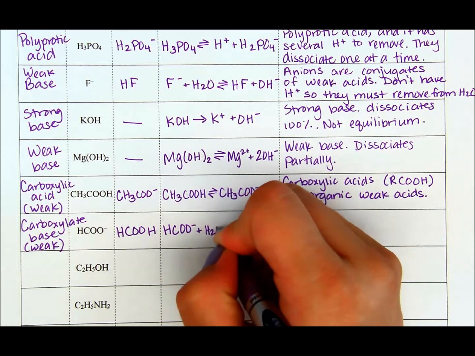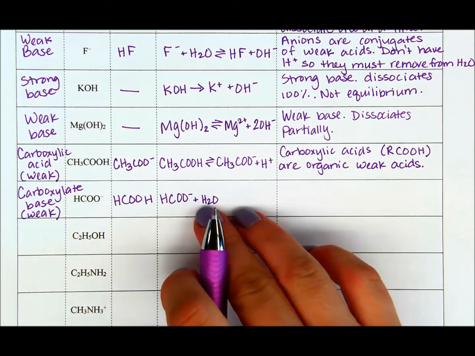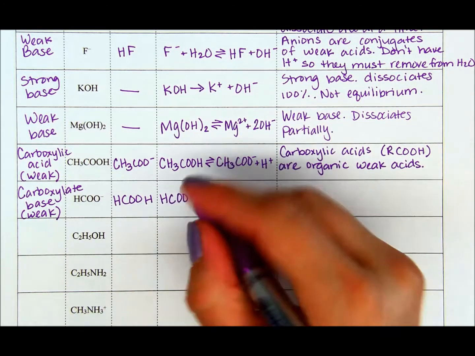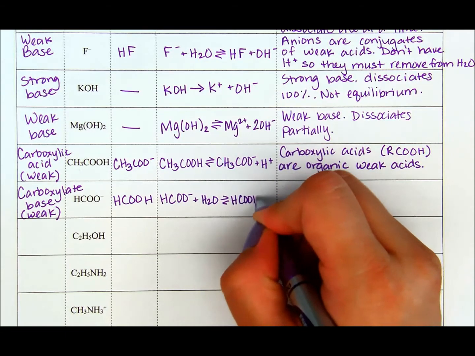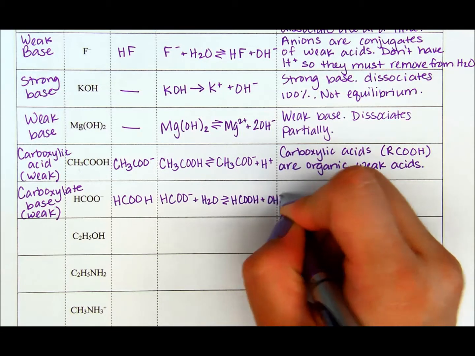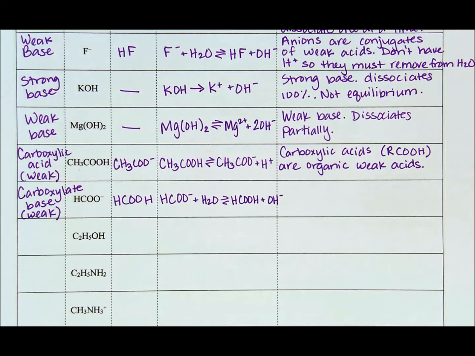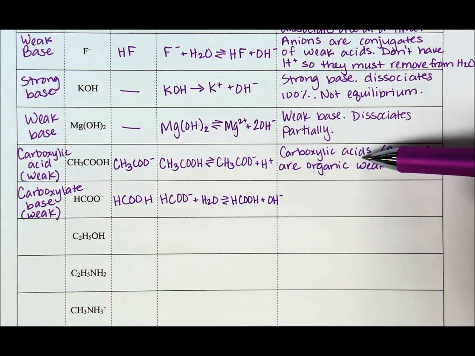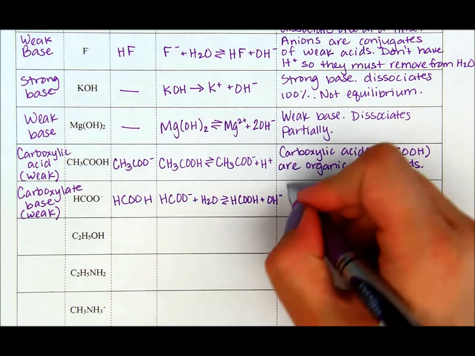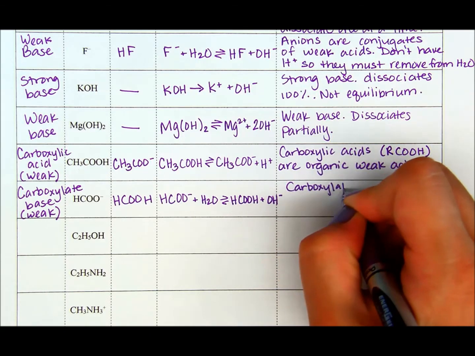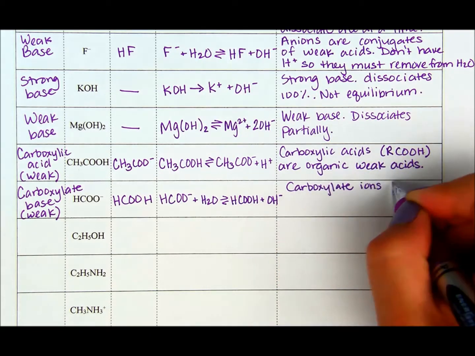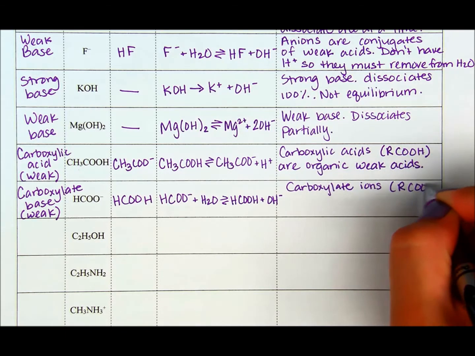HCOOH. So the equation for that is our carboxylate plus H2O. It's going to tear a hydrogen off of that H2O to put onto itself and form HCOOH plus OH minus. The carboxylate ions, RCOO minus, are conjugates of the carboxylic acids. So these guys are opposites, they're conjugates of each other, and they're weak bases. Carboxylate ions have the form RCOO minus.